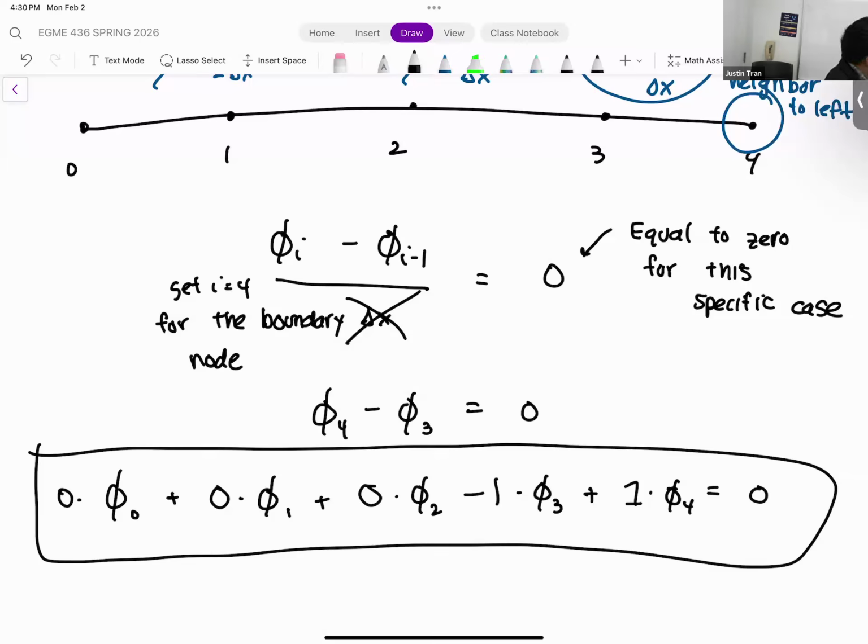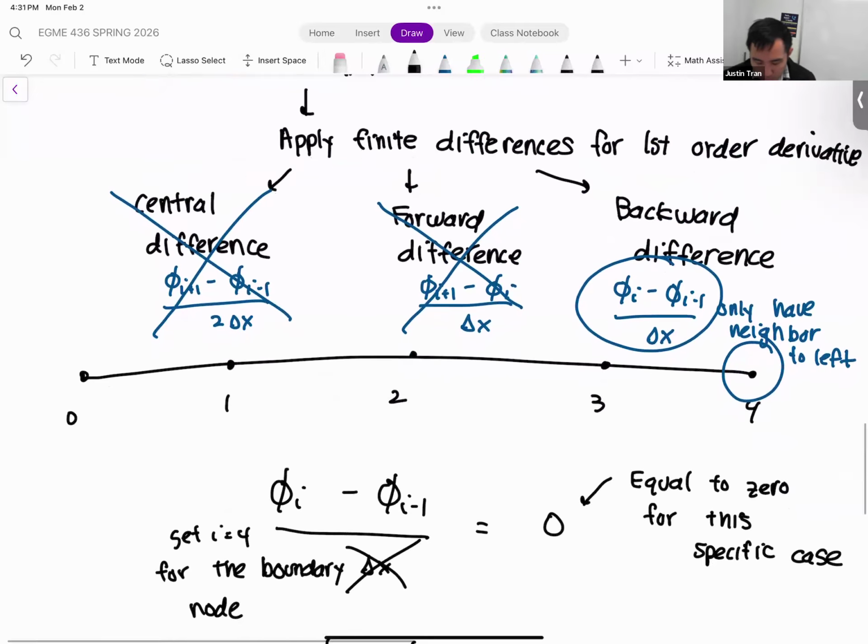Yes. Why did we use the backward difference? Just because it's all the way on the right hand side, right? Exactly right. If you look at the forward difference and the central difference, they both rely on phi i plus 1. But if we're applying this on node 4, there is no i plus 1, because i plus 1 is over the edge of the domain. And so we could only use phi i and phi i minus 1.